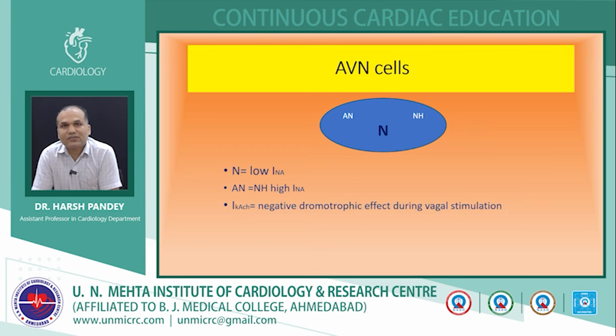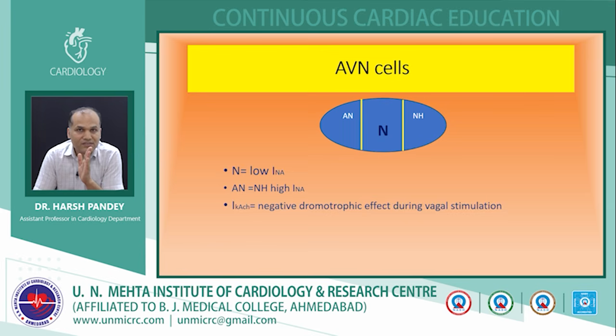There are three types of AV nodal cells. From the atria to the AV node, the cells are termed atrionodal cells, in between there are nodal cells, and the connection from the nodal cells to the His bundle is made by nodohisian cells. The nodal cells have a low amount of sodium ion channels and a higher amount of potassium ion channels, and because of that property they exhibit a negative dromotropic effect during vagal stimulation.